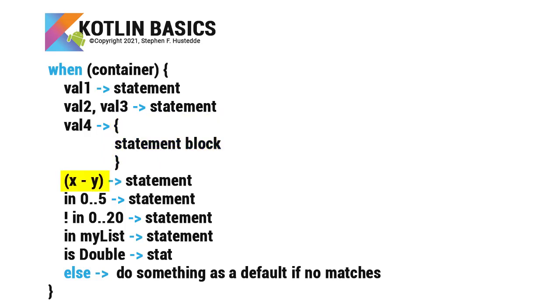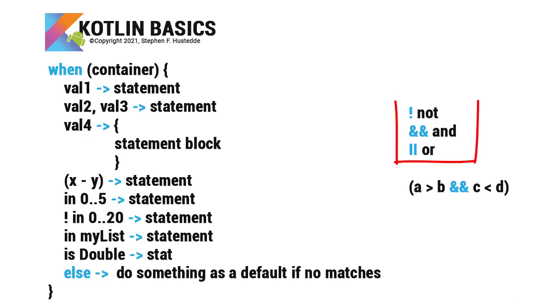Expressions are okay as far as matches, so we could have something like, does the container match x minus y? We can also ask, is the container in a range or not in a range? So the exclamation mark there is our not operator. So for complex booleans, we have the not, we have the 2 ampersands for and, and the 2 vertical pipes for or. We can also check to see if the container is in a list. Or we can check the data type, like is double. And then there's an else fork. If there are no matches, we can have our application do something as a default.